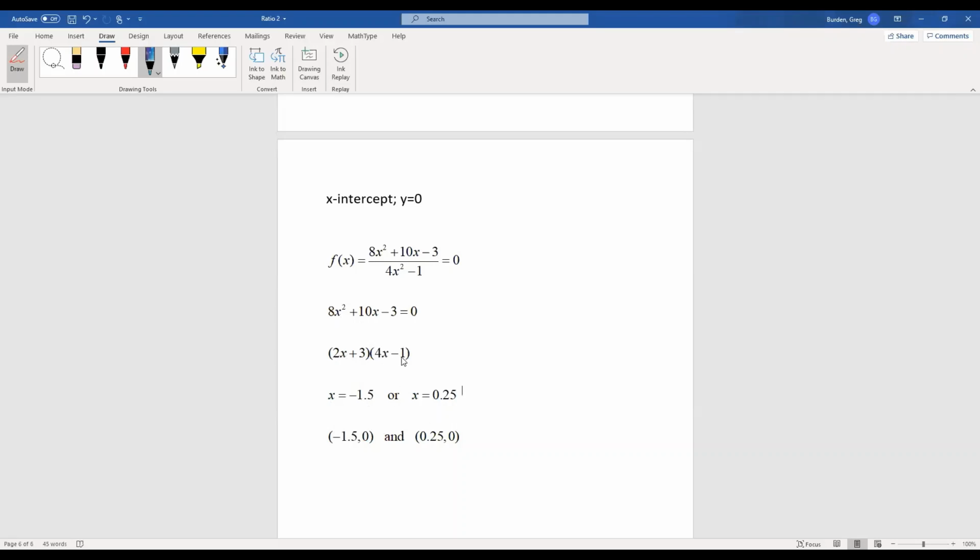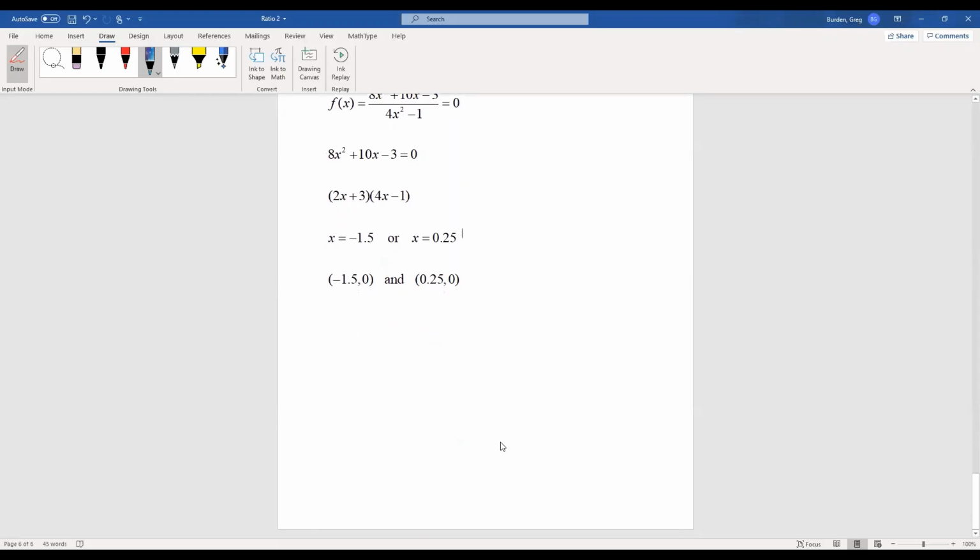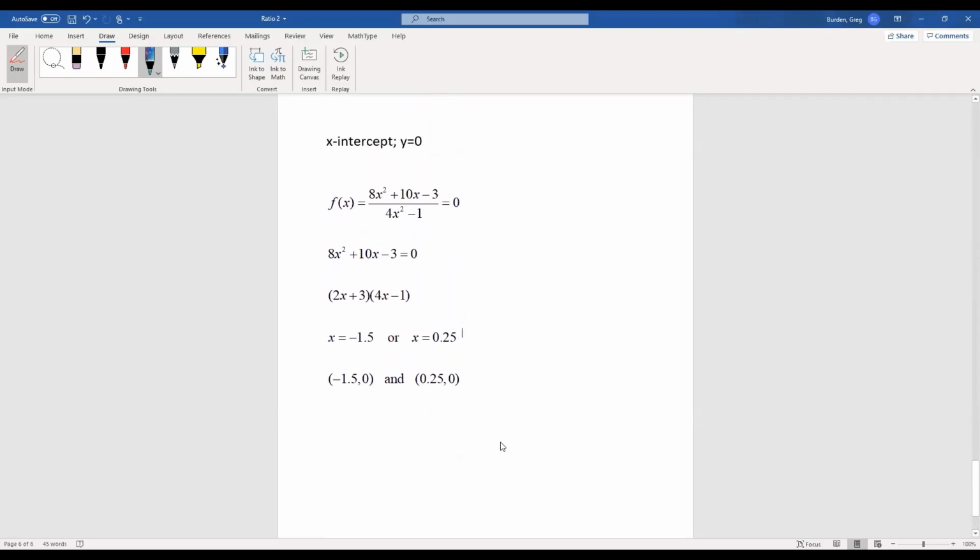Or you could have 4x − 1 = 0. If 4x − 1 = 0, then 4x = 1. If 4x = 1, then x = 1/4. I wrote it as 0.25. So those are our two x-intercepts here. Okay, so that's really all the information.